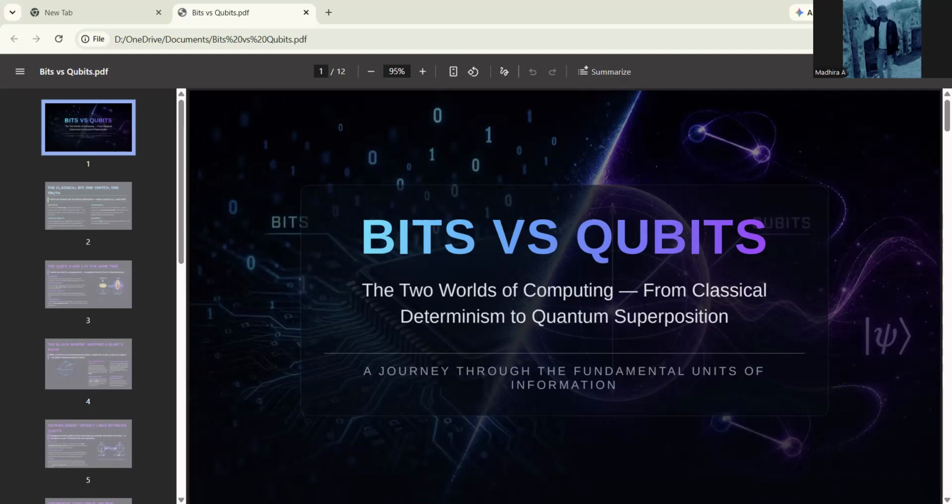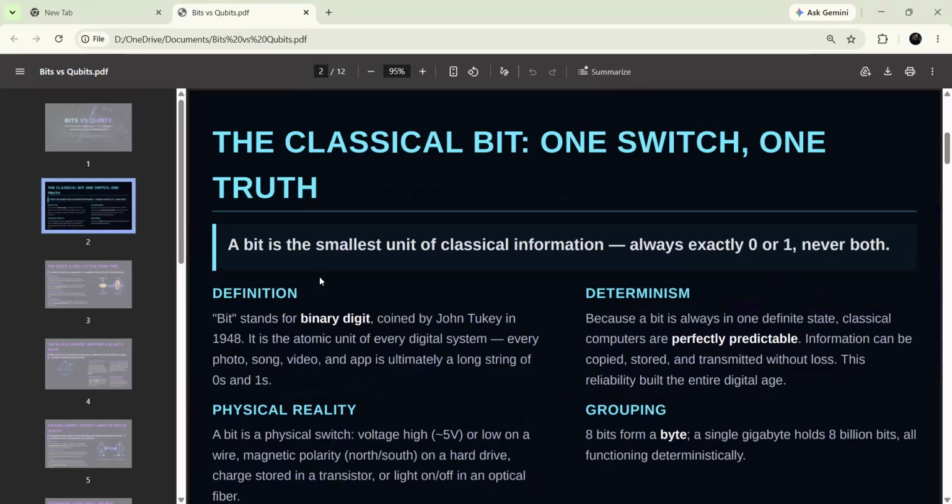So, hello everyone. Today we are going to start the new topic, that is bits versus qubits. I hope you know a little bit about bits. In classical computers, what do we call these bits? It is the smallest unit of classical information. If you want to represent or store any information in a classical computer, we use bits. In the form of bits, it stores the information. That is the classical information.